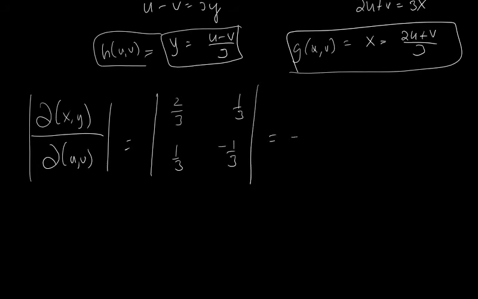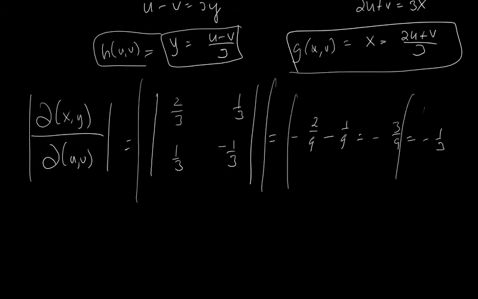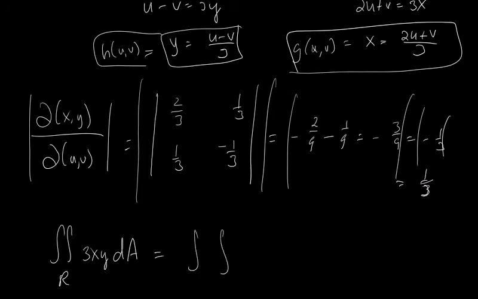So this is going to be negative 2/9 minus 1/9, which is a grand total of negative 3/9, or negative 1/3. We want the absolute value, so we are going to get positive 1/3. That's our Jacobian. That's our change of variables. So whenever we have our integral over R of 3xy dA, that's going to become our integral with respect to du dv of 1/3 times 3xy.